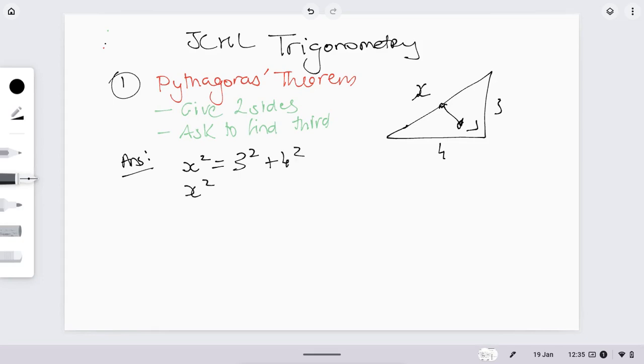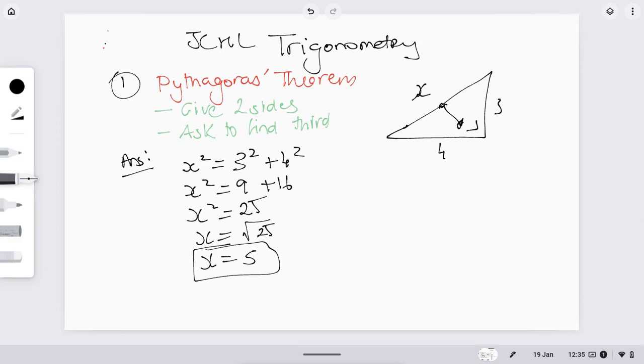Work that out. x squared is equal to 9 plus 16. x squared is equal to 25. x is the square root of 25. x is 5. Now always think about your answer. Does it look right? Does it fit in? It does, because it has to be at least bigger than 4. So it's the highest number.